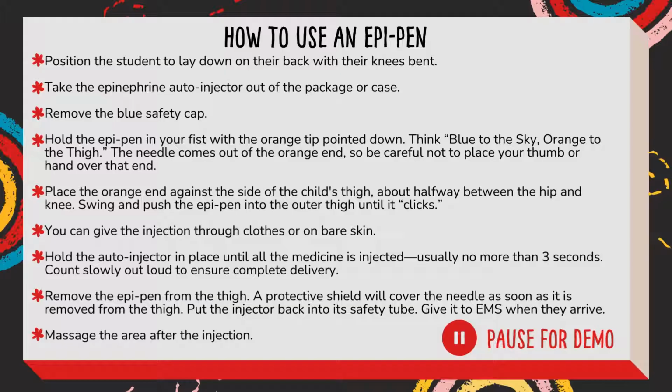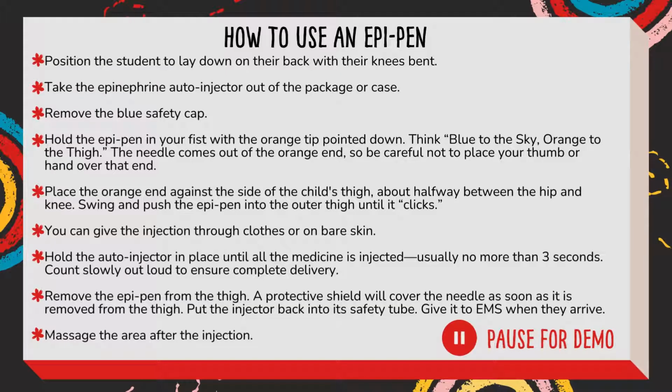The needle comes out of the orange end, so be careful not to place your thumb or hand over that end. Place the orange end against the side of the child's thigh, about halfway between the hip and knee. Swing and push the EpiPen into the outer thigh until it clicks. You can give the injection through clothes or on bare skin.